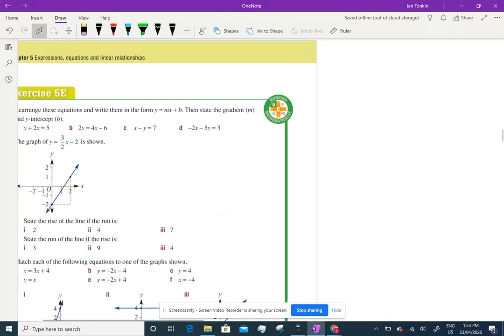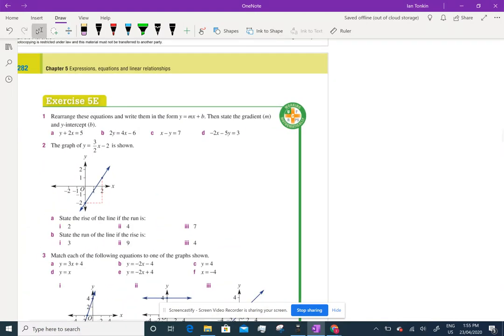So exercise 5E. You need to do all of these. You need to rewrite the equations. Remember, they're going to be using b, but we can use c. So rearrange these equations so that they're in that form. You should be able to do them, but remember that the y must always be positive. So you go away and have a go at them, then come back and correct them, or correct them from the back of the book. I'm going to do them really quickly here.